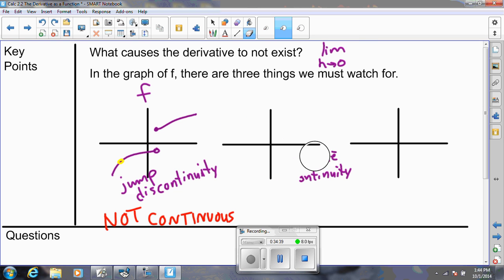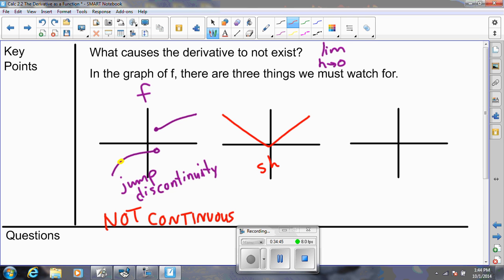But there are other types. Well, we just saw another one. A sharp corner. Sharp corners are going to create some problems if you try to take the derivative, because we still have the same idea that on a sharp corner there's more than one tangent line.